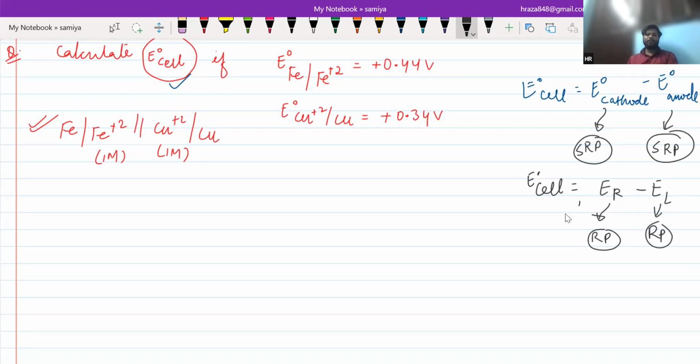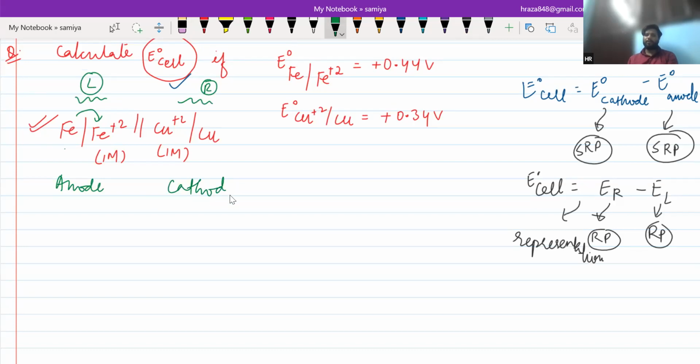Right or left is used when a representation of the cell is given. Now see, this is on the left hand side and this is on the right hand side, that is, right and left. Also, you know that since Fe is going to Fe+2, it is the anode on the left hand side, and the other is the cathode. That means the value of Cu we put here, and the value of Fe, since it is on the left hand side or anode, we put here. But keep in mind that we need to use the value of reduction potential.